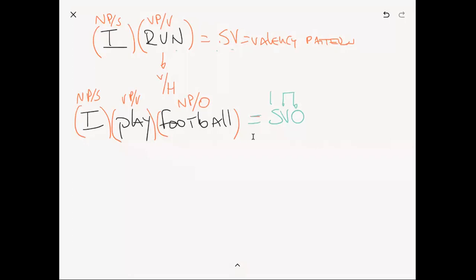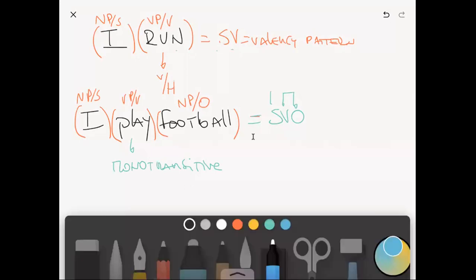In this case, then, we will say that the verb play is monotransitive. Why mono? Because it just requires one object. Mono, just one object, right?